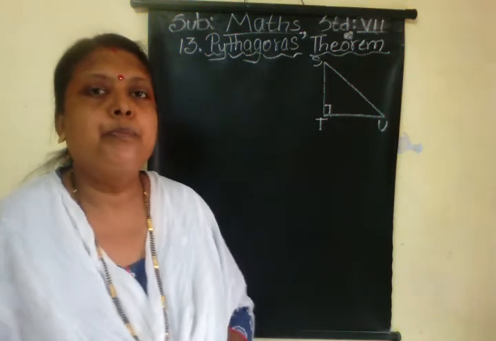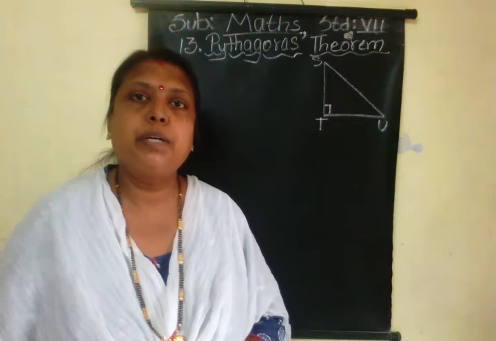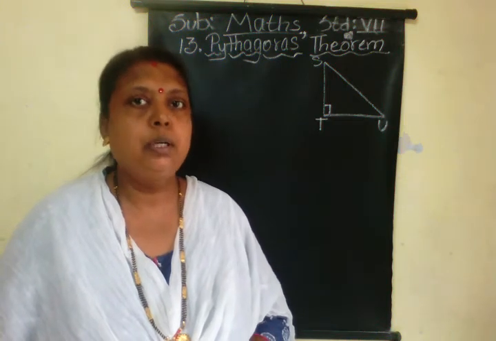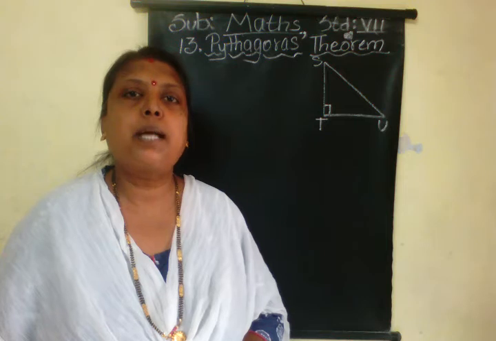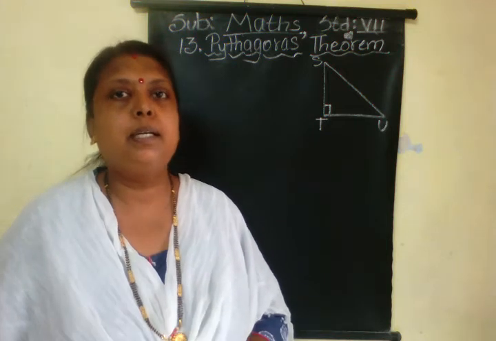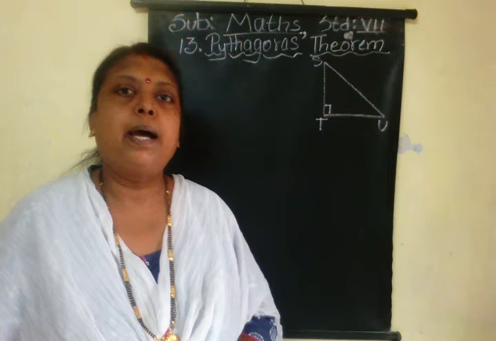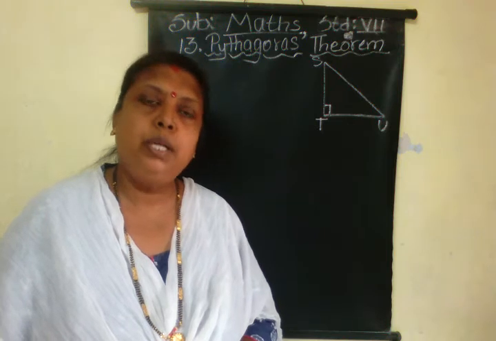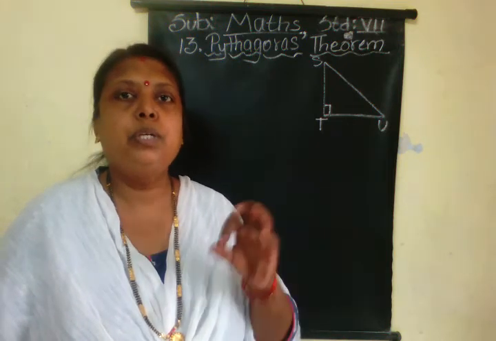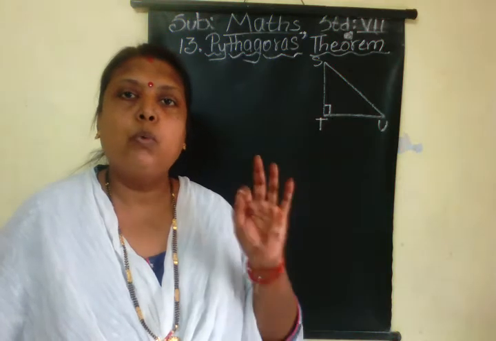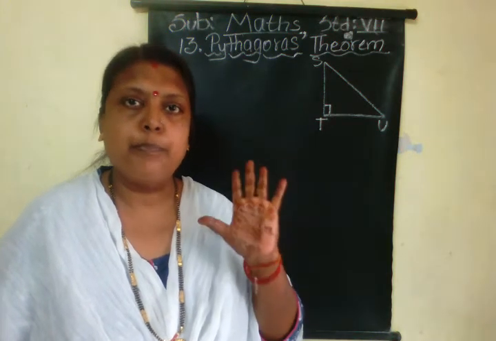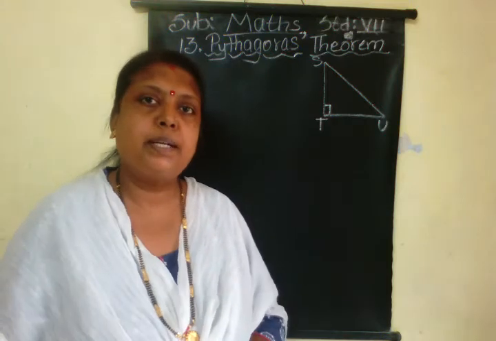Okay. Now we have studied about different types of triangles based on side and based on angle. So one of the triangle that we have studied based on angle is a right angled triangle. And Pythagoras theorem is only related to right angled triangle. So whenever you hear Pythagoras theorem, quickly in your mind right angle triangle must click. Okay. Now all of you know what is a right angle triangle.